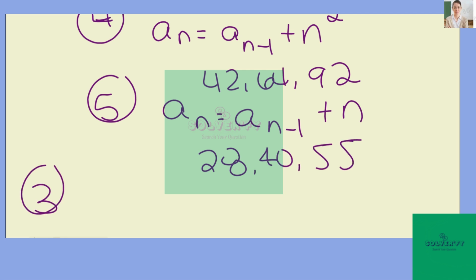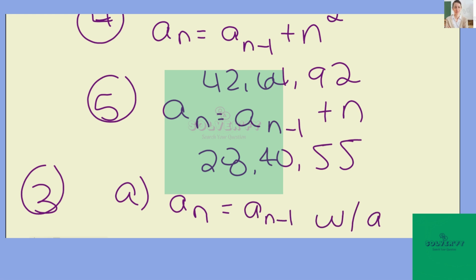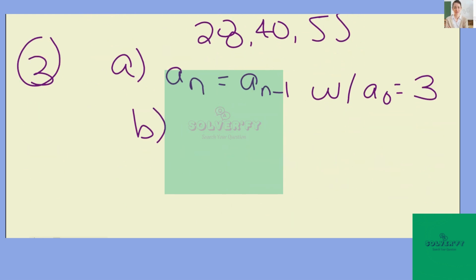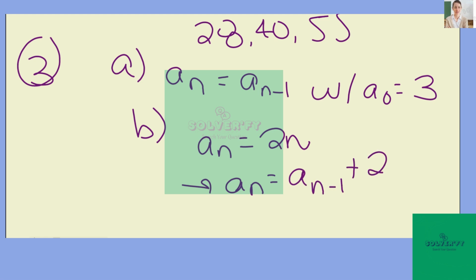For question 3, for each sequence, we want to find a recurrence relation. For a, our recurrence relation is going to be a of n is equal to a of n minus 1 with our initial condition of a of 0 equal to 3. For b, we are going to get a of n is equal to 2n. Our recurrence relation then is a of n is equal to a of n minus 1 plus 2. And our initial condition is going to be a of 0 is equal to 0.